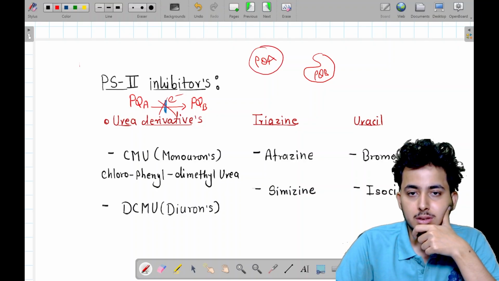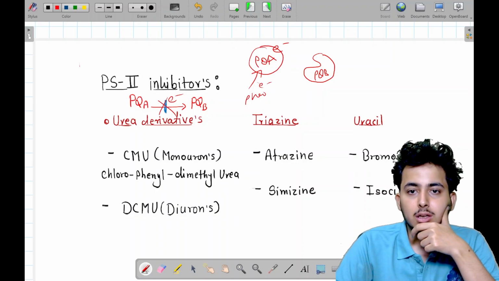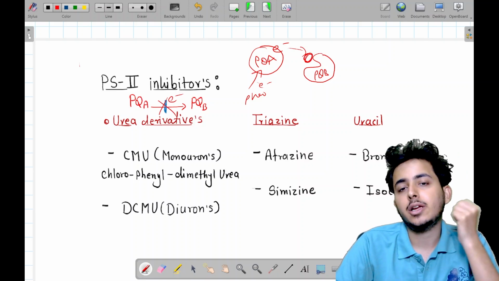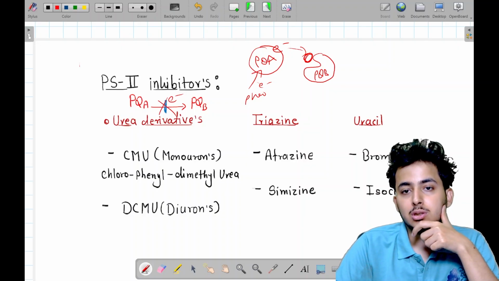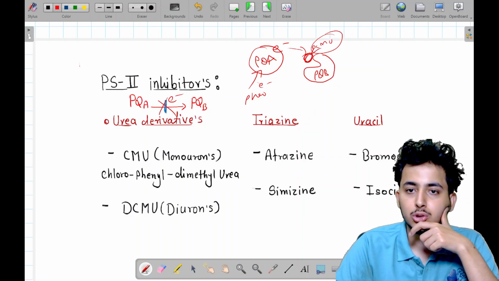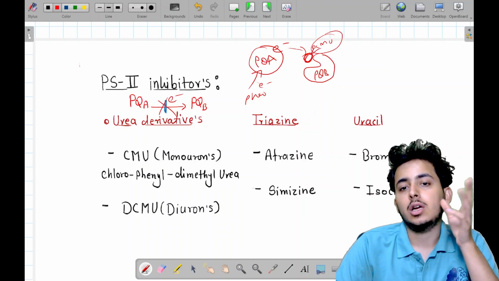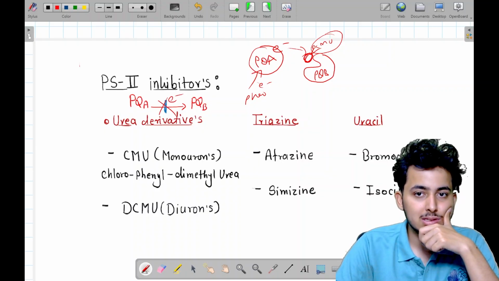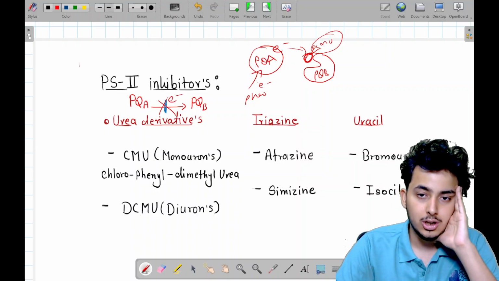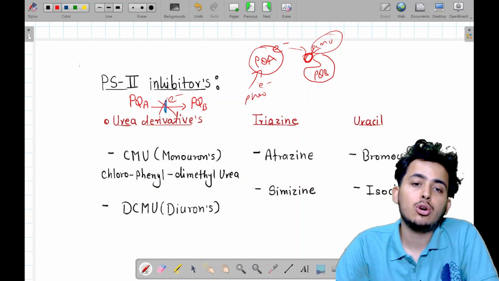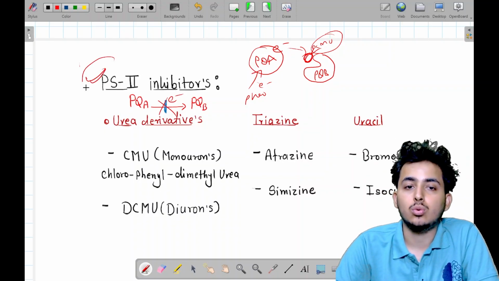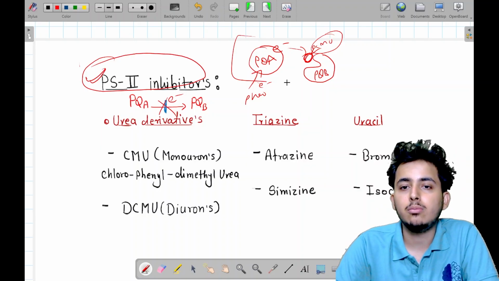Once PQA receives the electron from pheophytin, it has to transfer the electron to PQB. But at the site where PQB has to accept the electron, these inhibitors, like DCMU, sit at that particular position and block the electron flow. Because if the inhibitor is sitting over there, it can't accept the electron. That is how it blocks the electron flow and inhibits PS2, because these components are present in PS2.